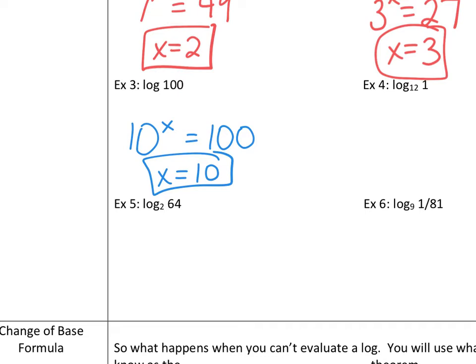X should be 2. Why 2 and not 10? Yeah. 10 times 10 is 100, right? So we have to take it to the second power. Good.